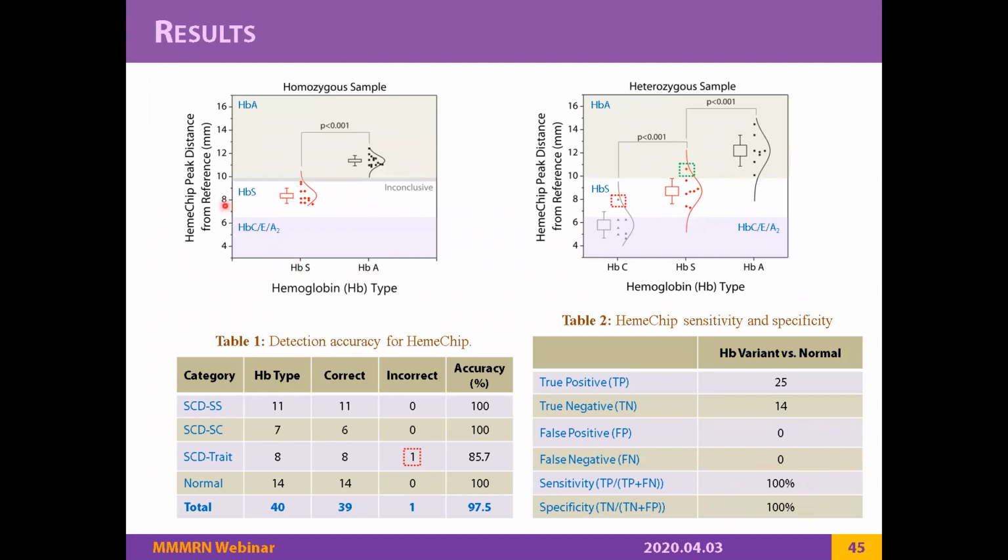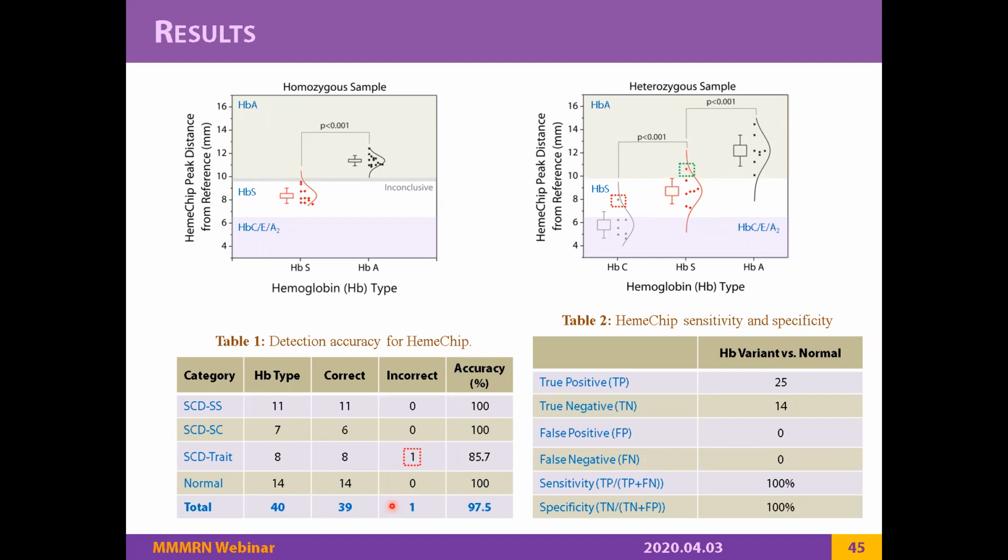This is the distribution of the bands for the homozygous sample. This is the distribution of the bands for the heterozygous sample. And we see we only had one sample that was incorrect. We had to go for logical correction. Because that was a heterozygous sample, we were able to apply the logical correction, and even though the band was identified at the wrong region, we were able to call it correctly. So that's how the logical correction works for this technology.